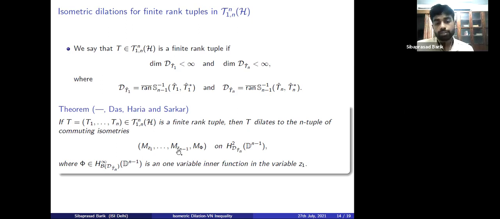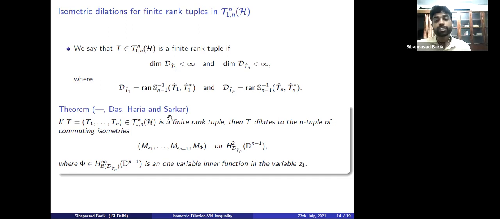So we have to dilate it to some operator, and that has to commute with the other shifts. We have observed that the operator which commutes with the shifts is the multiplication operator with respect to some multiplier. And since we are also expecting the dilation to be an isometric dilation, M phi has to be an isometry. So phi has to be an inner function. And our theorem says that phi is not only an inner function, it is an inner function with respect to the single variable Z1. And since all the operators are isometries, this is an isometric dilation.